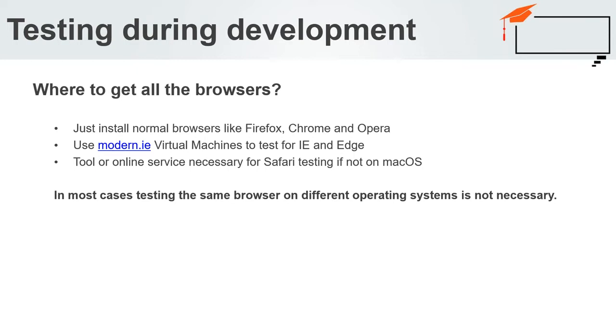The hardest browser to test during development is most likely Safari, because it will only run on macOS, and if you don't have macOS, you're not allowed to run virtual machines of macOS if you're not using Apple hardware. So for Safari testing, you will need some kind of tool, either online or offline, to help with the testing. As I've said before, in most cases it's not necessary to test the same browser on different operating systems.